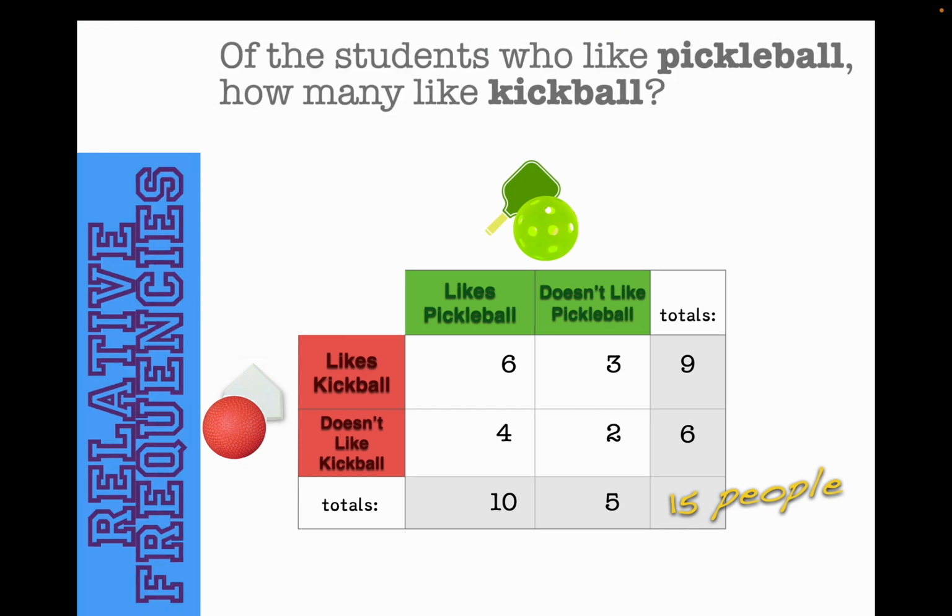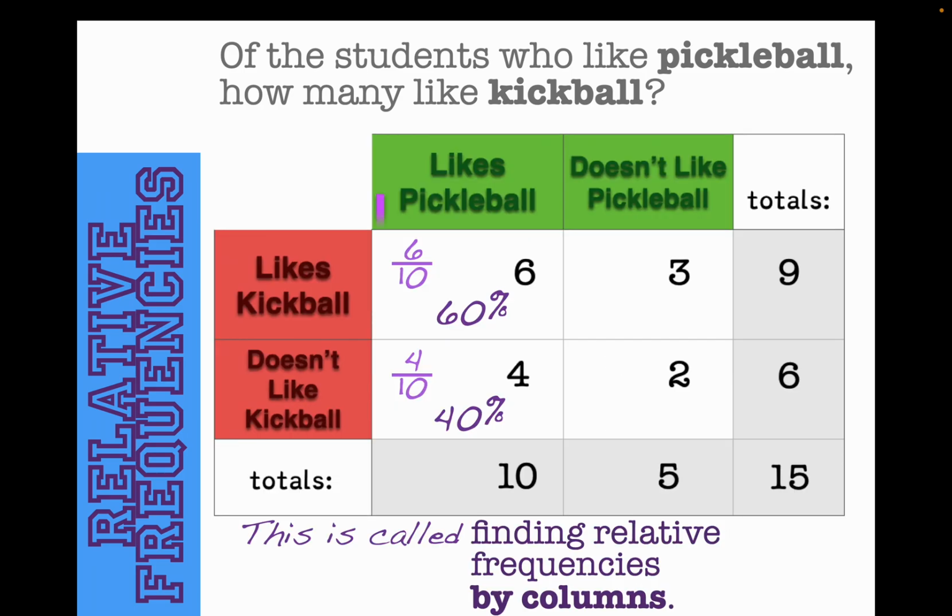But what if I asked you, of the students who like pickleball, how many like kickball? So what we would have to do to answer this question is look at the column where it shows all the people who like pickleball. There were 10 total people who like pickleball. Of the 10, 6 of those people liked kickball. So 6 of the 10 people who like pickleball liked kickball. So to answer the question at the top of the screen, 60% of the students who liked pickleball also liked kickball. Does that make sense?